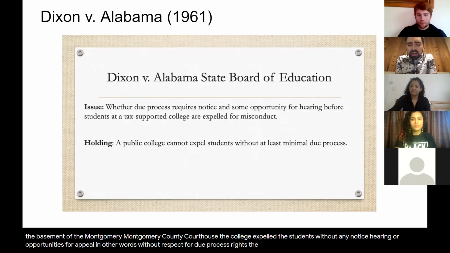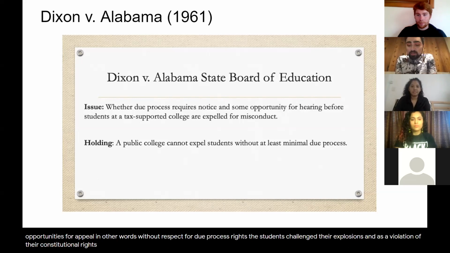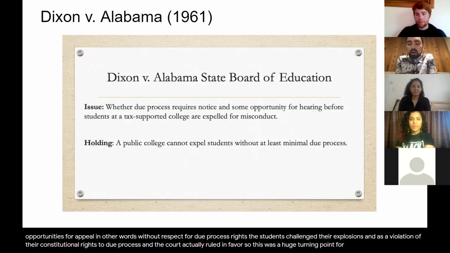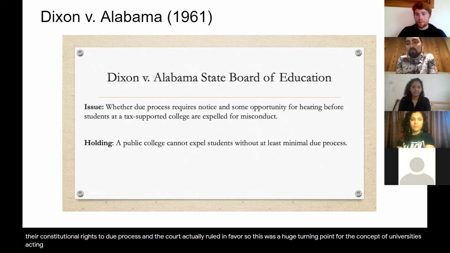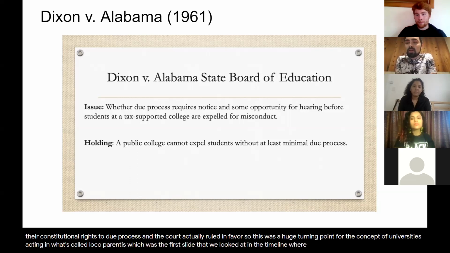The students challenged their expulsions as a violation of their constitutional rights to due process, and the court actually ruled in their favor. So this was a huge turning point for the concept of universities acting in loco parentis, which was the first slide that we looked at in the timeline, where colleges had essentially parental rights over their student attendees.